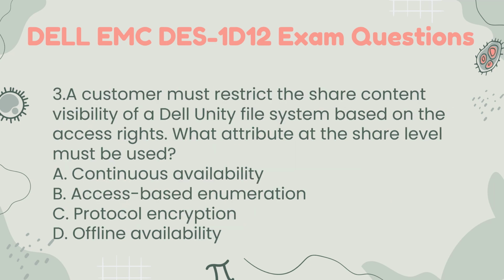3. A customer must restrict the share content visibility of a Dell Unity file system based on the access rights. What attribute at the share level must be used? A. Continuous availability. B. Access-based enumeration. C. Protocol encryption. D. Offline availability.